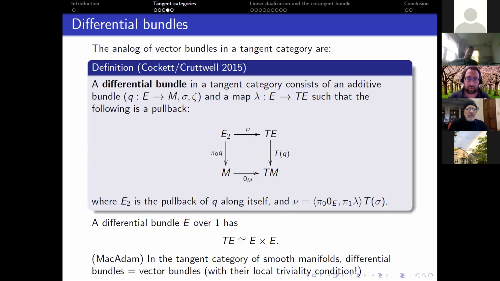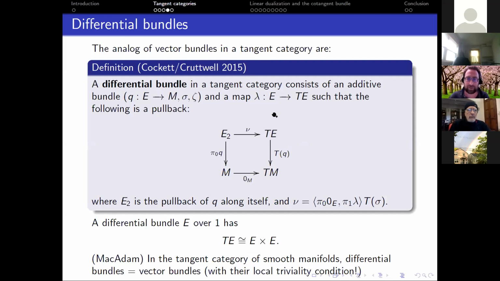Okay, so as I mentioned before, there's a number of structures you can define in any tangent category. And one thing we'll need for the rest of the talk is what the analog of vector bundles are. How do we define vector bundles in a tangent category? And again, there's no assumption of any kind of real number object. So again, we define it by a fibered object E over M, such that each fiber has trivial tangent bundle. And again, it's expressed by this kind of pullback property.